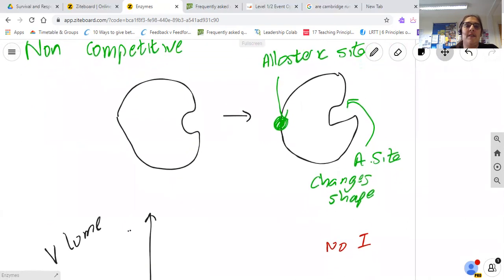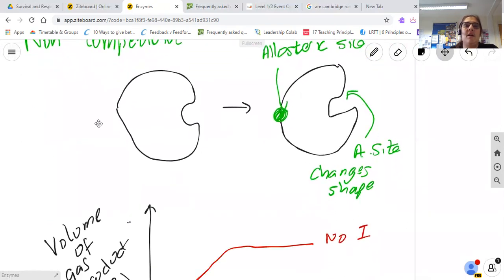A non-competitive inhibitor is an inhibitor which binds to what they call the allosteric site, which is a place away from the active site. It changes the tertiary structure, and therefore the active site changes shape and is no longer complementary. So once again, we can think about using those words here.